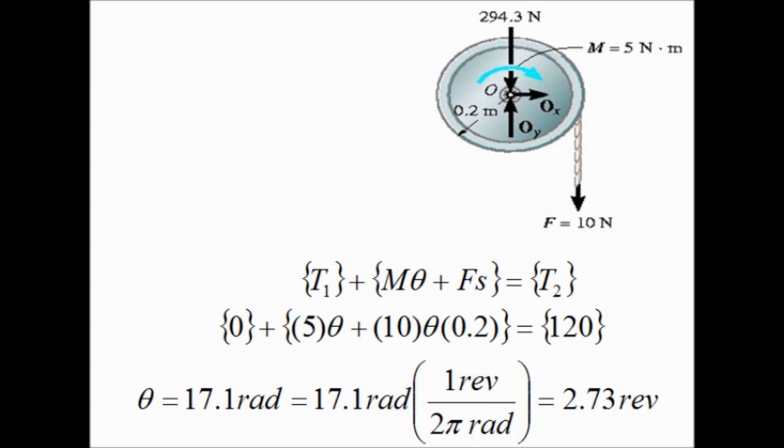Hence I am going to apply the work energy equation for this free body diagram. The first equation represents the work energy equation, where T1 is the initial kinetic energy, T2 is the final kinetic energy, M into theta is the work done by a couple, and F into S is the work done by a force. Applying all the data available in the free body diagram, we will get theta equal to 17.1 radians. Dividing by 2 pi, we will get the number of revolutions.